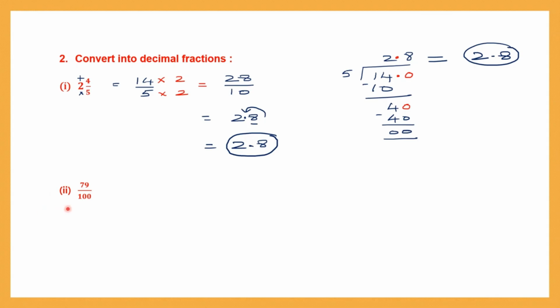Let's go to the next one. 79 by 100. Now this is easy because the denominator is 100. So you write 79 and then look at 100 and see how many zeros there are. 1, 2. 2 zeros, isn't it? That means your point is going to move 2 places to the left. That is from here 1, 2, and the point is going to come here. So what will your answer be? This will be 0.79. Now before the point there is no number, isn't it? Nothing is there. So we can put a 0 there. So this becomes 0.79.